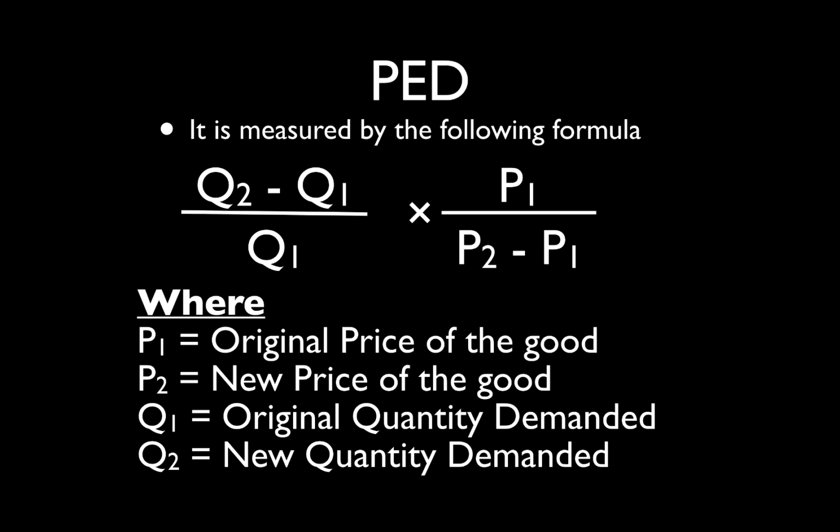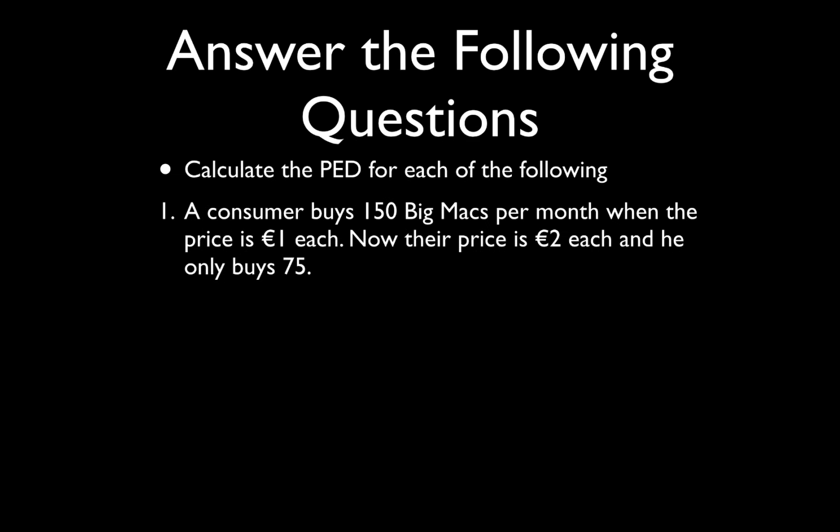Use this formula here. Okay, so this is an example that I'm going to give you. The strategy that I was suggesting is write down P1, P2, Q1, Q2, and then equal sign, equal sign, equal sign, equal sign. And what you then should do is fill in the numbers as you go. So, okay, a consumer buys 150 Big Macs. That's Q1, all right? So you should write Q1 equals 150 at a price of 1. P1 equals 1. Now their price is 2, well P2 equals 2 and he only buys 75, so Q2 equals 75.